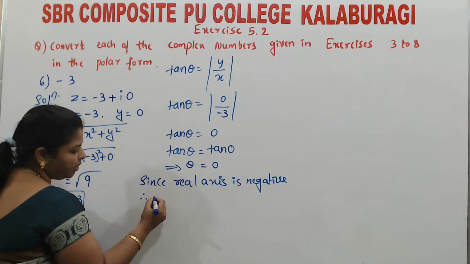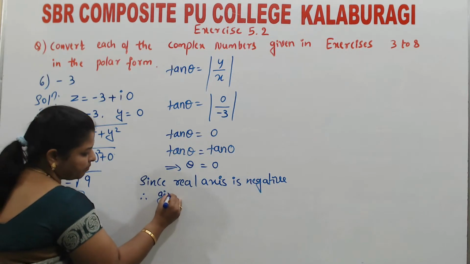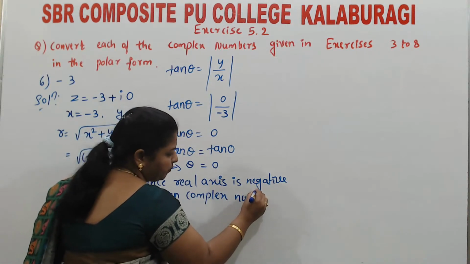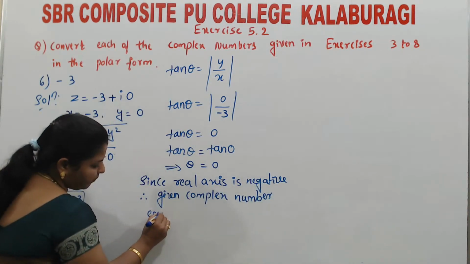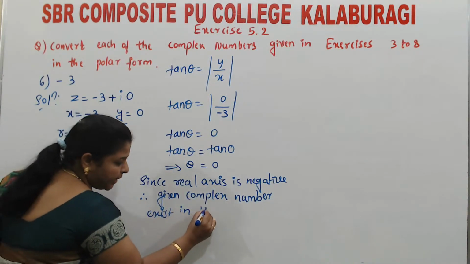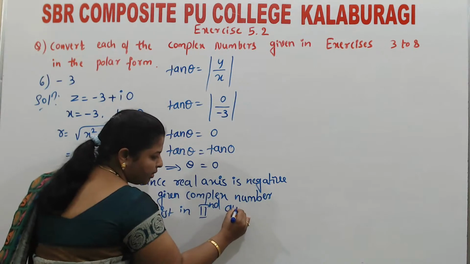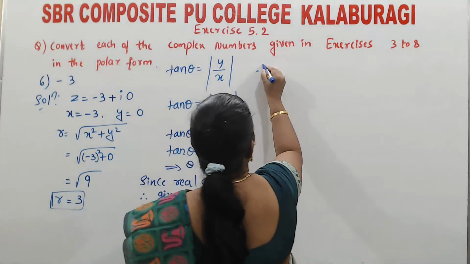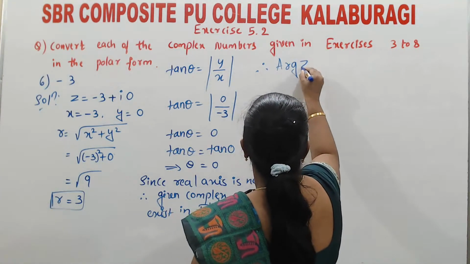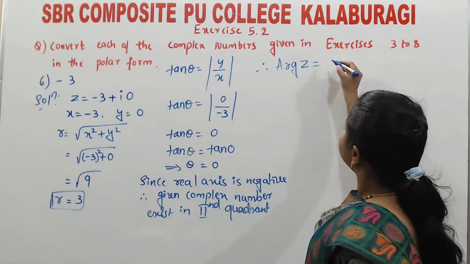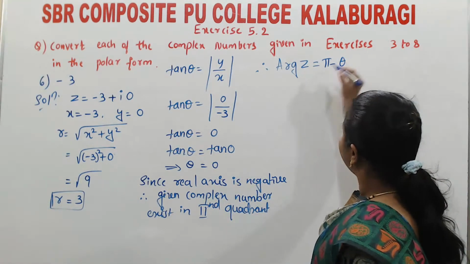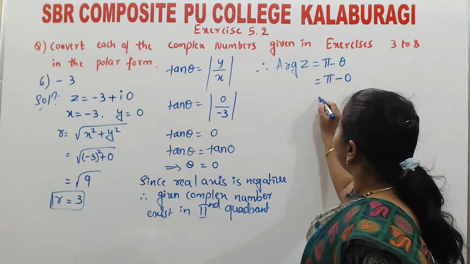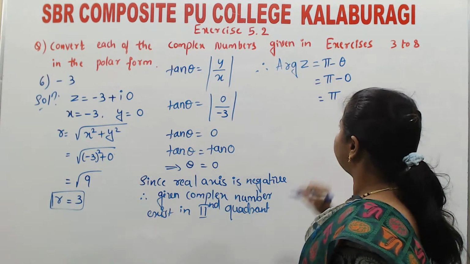Therefore, the given complex number exists in the second quadrant, right? Second quadrant. Therefore argument of z is equal to, in the second quadrant how do we write? Pi minus theta. What is the value of theta? Theta is 0. Therefore argument of z is equal to pi only.